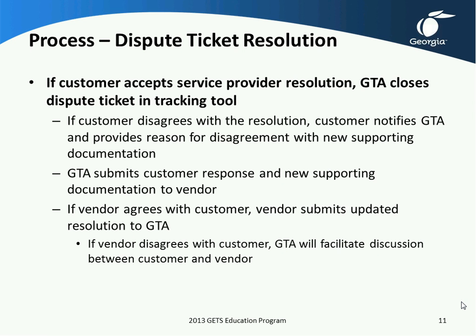Continuing along this process, if the customer accepts the service provider resolution, GTA closes the dispute ticket in the tracking tool, in our DART tool. If the customer disagrees, and none of you have disagreed with any of the resolutions provided, right? Right. Okay. But if the customer disagrees, the customer notifies GTA and provides a reason for disagreement with new supporting documentation. In other words, you can't just come back and say, I disagree, and I've given you the reason why. Okay? There's got to be something new, some supporting documentation that says, hey, look, this is why I disagree.